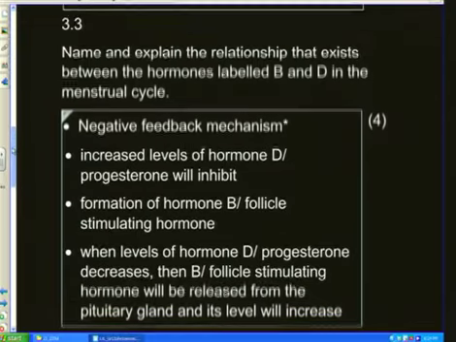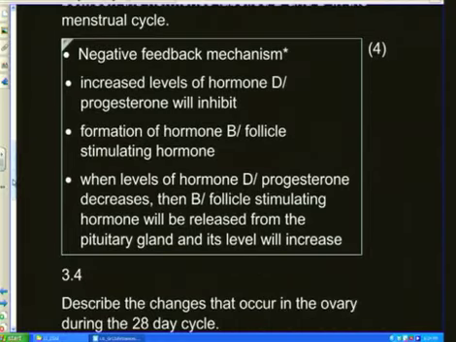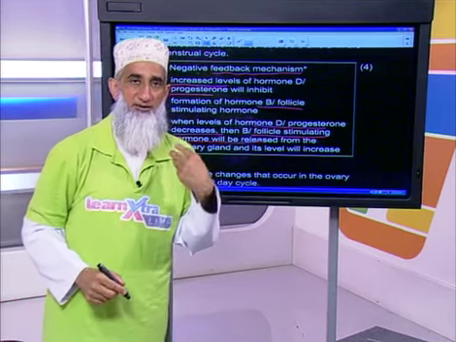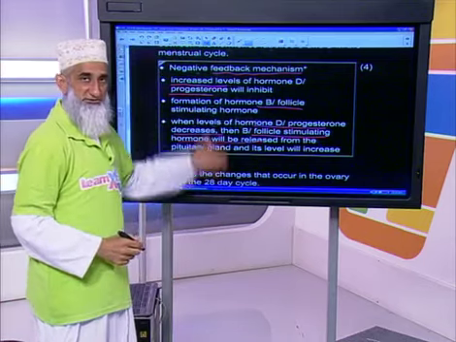First of all, they ask you to explain the relationship. This relationship is called a negative feedback mechanism. You needed to say that first. Thereafter, you say increased levels of progesterone will inhibit the hormone B, and therefore it's going to decrease the number of follicles. Or you can say then when the levels of D, progesterone, decrease, the B stimulating hormone will be released from the pituitary gland because it's a negative feedback mechanism. So you're explaining the relationship.